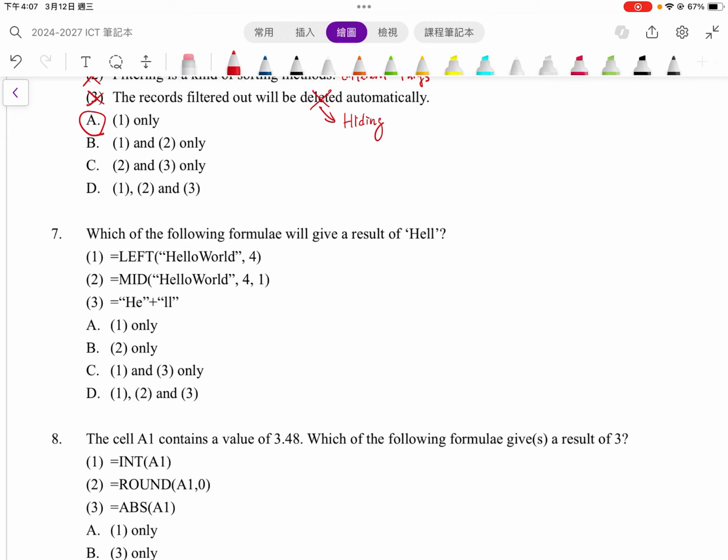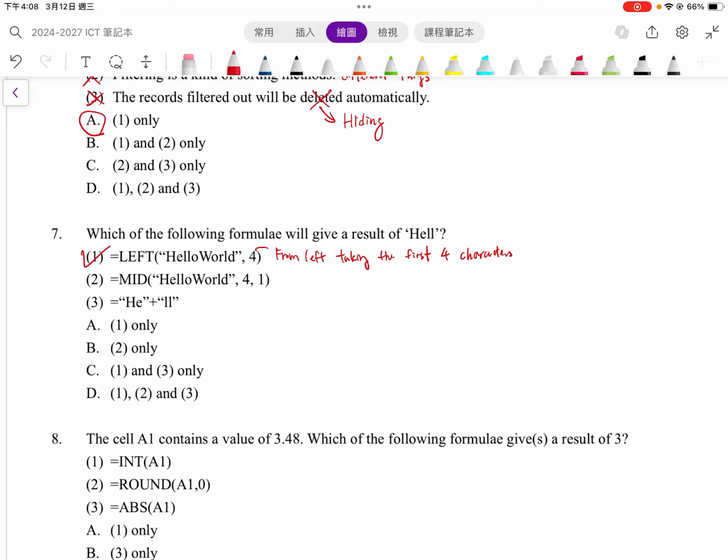Question number 7. Which of the formulas will give a result of HELL? So first function, LEFT, from the left, we take the first 4 letters. That means from the left, taking the first 4 characters. So in this case, you have HELL, which is right.